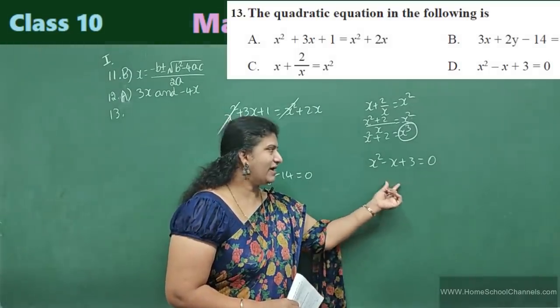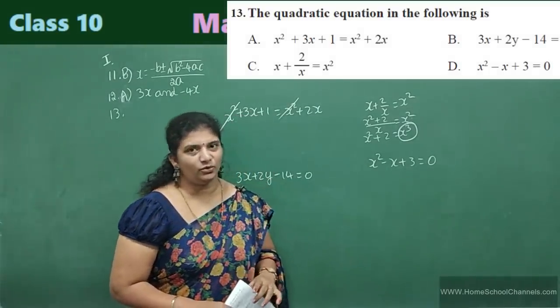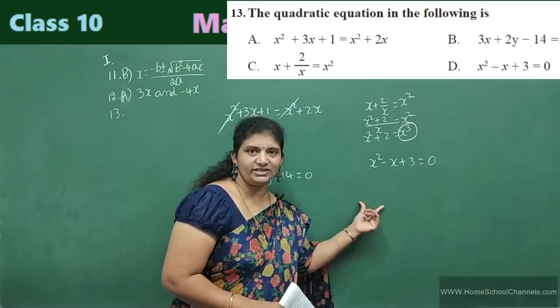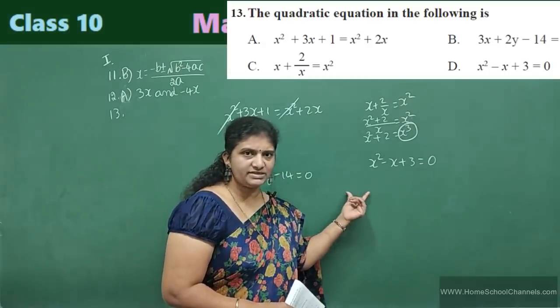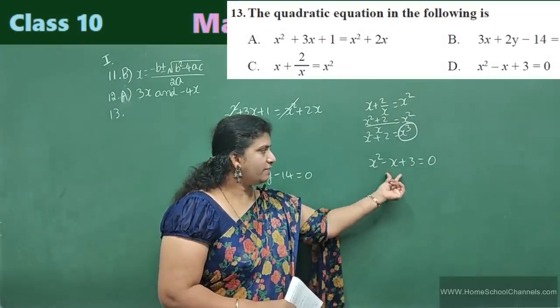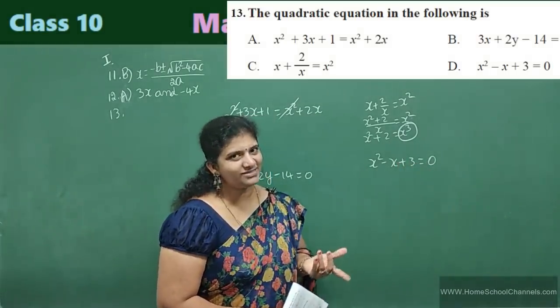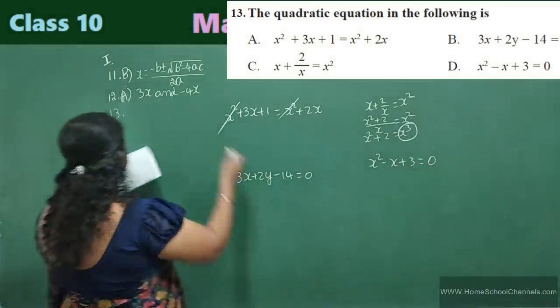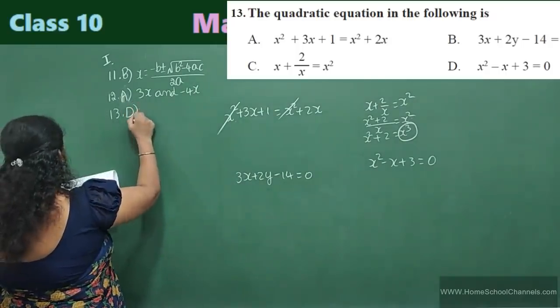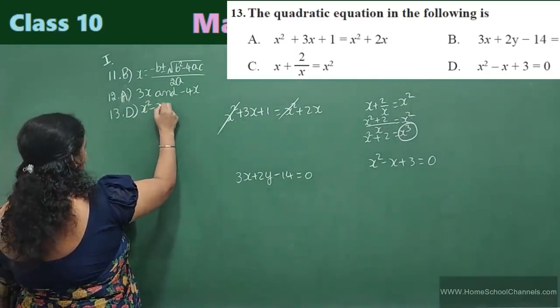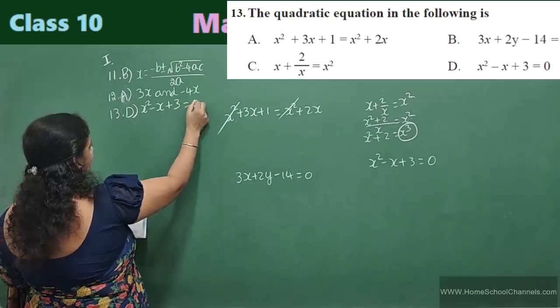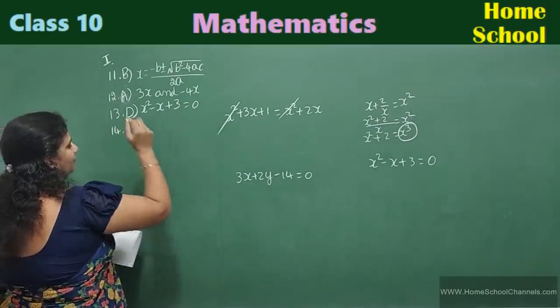Yes, x square minus x plus 3 equal to 0. This is a quadratic equation. If you want, you can compare with the standard form, ax square plus bx plus c equal to 0 and a is not equal to 0. Therefore, your answer is option D, x square minus x plus 3 equal to 0.